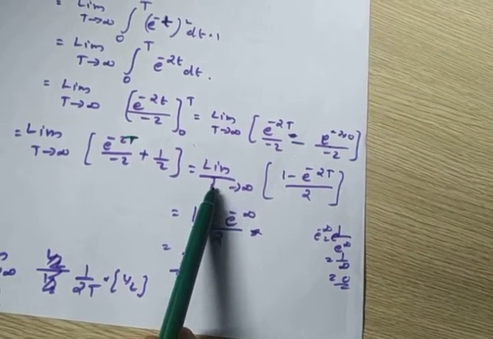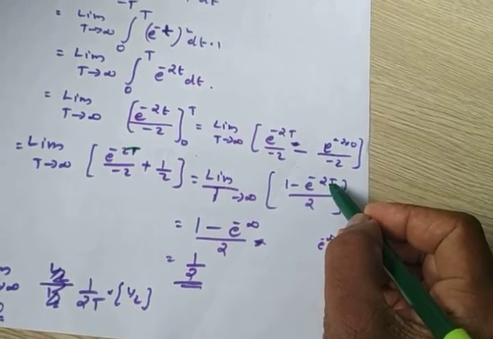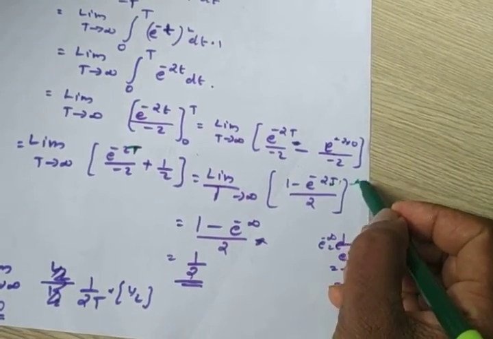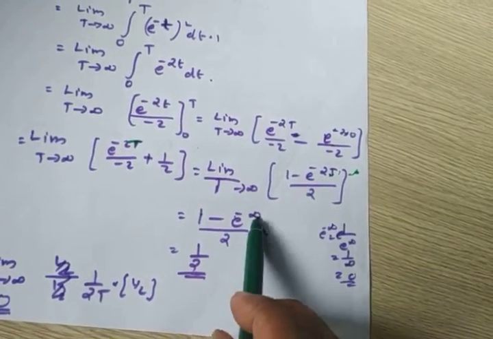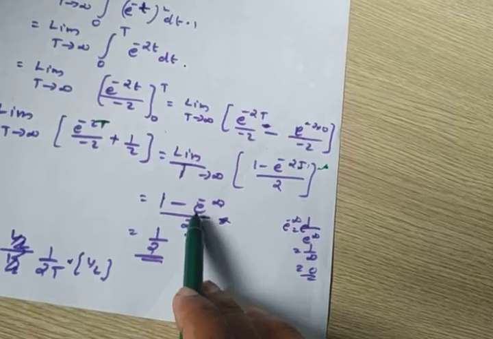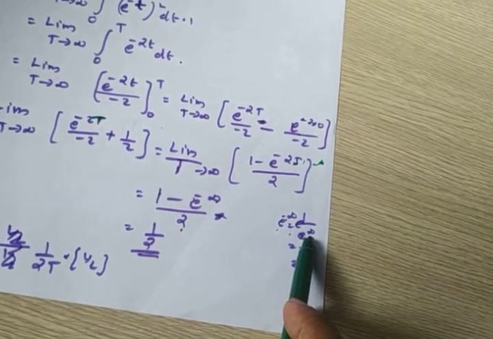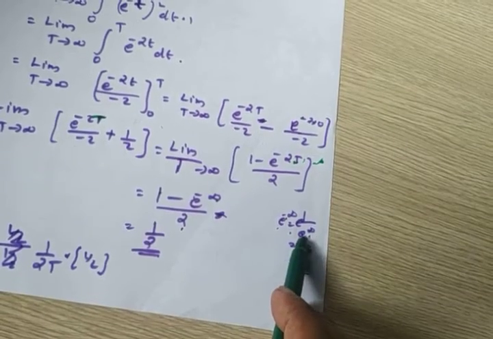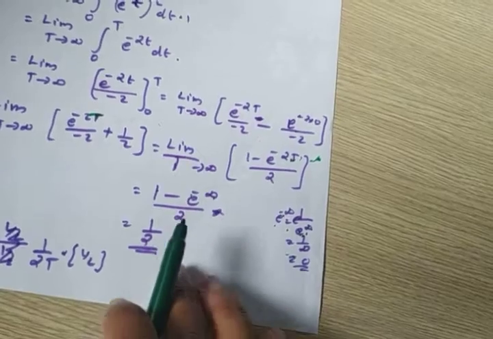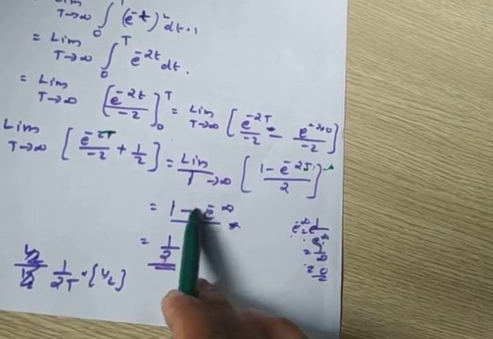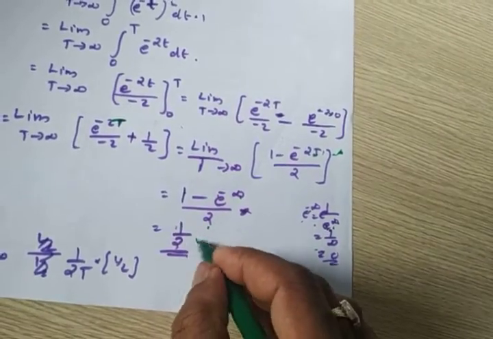So apply limit T tends to infinity. As this T is going to infinity, I am making this T infinite. So 1 minus e raised to minus infinity by 2. What is e raised to minus infinity? It can be represented as 1 by e raised to infinity. e raised to infinity is nothing but infinity only. So 1 by infinity is 0. So this term becomes 0, and the answer is 1 by 2. So the energy is 1 by 2.